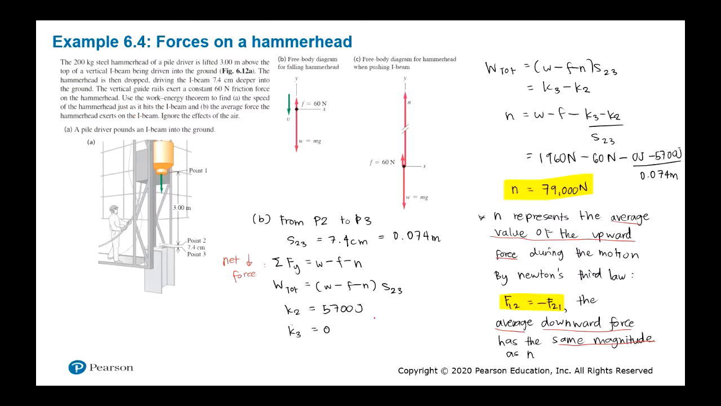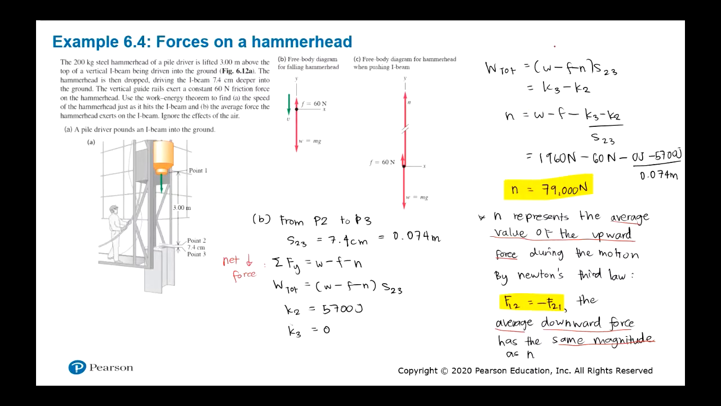Going back, to get the total work, we need to find W total equals W minus F minus N times S23. And we also know that K2 is equal to 5,700 joules. Why is K3 equal to zero? That is because at point 3, it already stopped, so it's at rest. That means there is no kinetic energy.